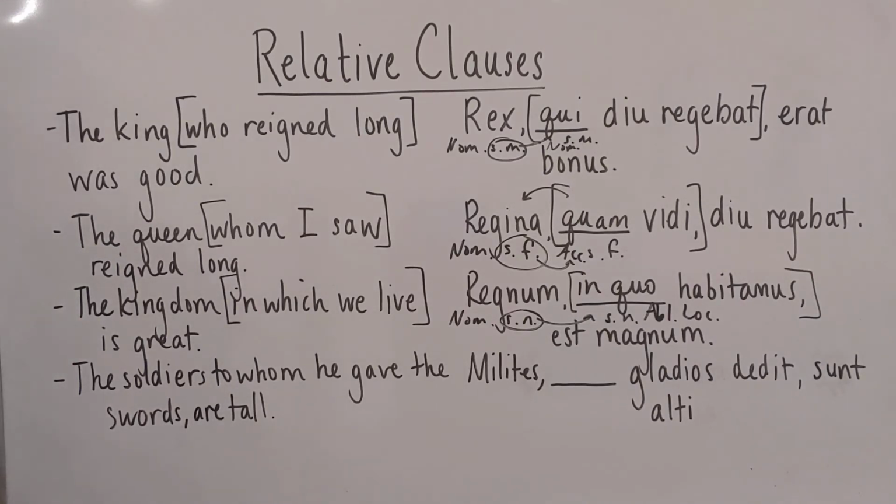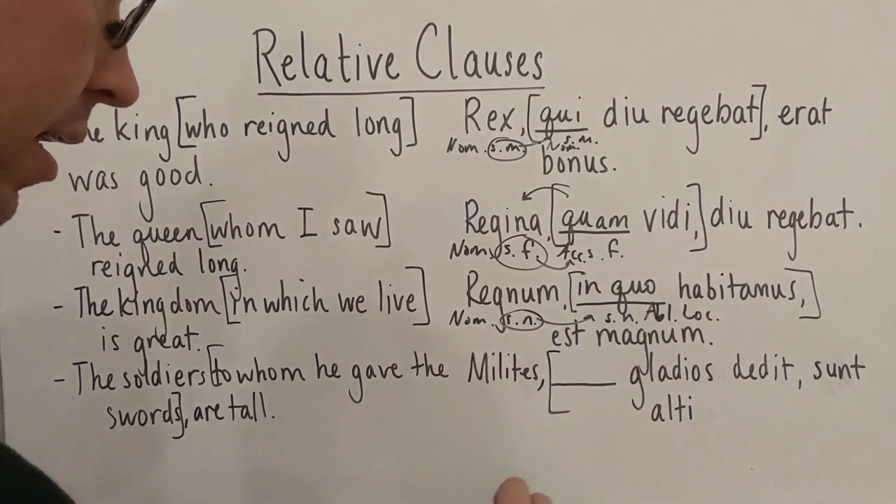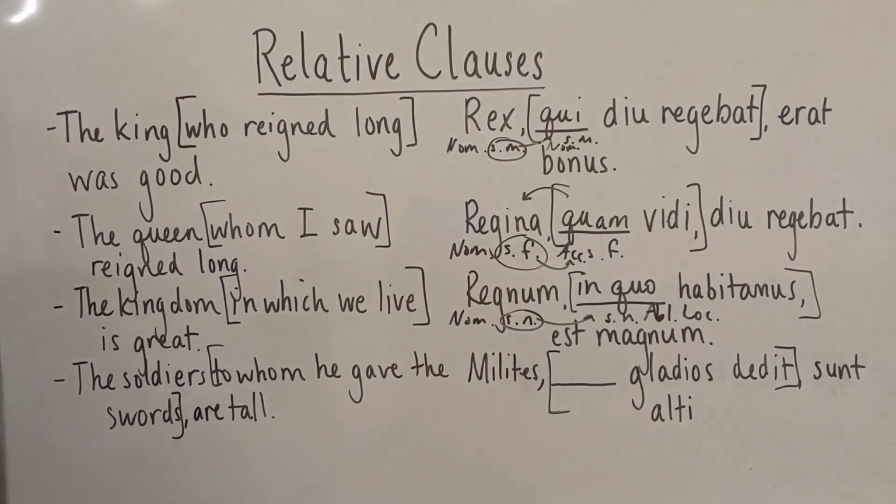And then last, here's an example in which we have a plural antecedent, because remember in English, just by looking at the relative pronoun, you cannot tell the number, whether it's singular or plural, because they are the same. To whom can be referring to a singular or a plural person. So the soldiers to whom he gave the swords are tall. We have two sentences here. The soldiers are tall, and the soldiers to whom he gave the swords. Bracket the relative clause, to whom he gave the swords. And in Latin, that's going to be milites, blank, gladios dedit, sunt alti.